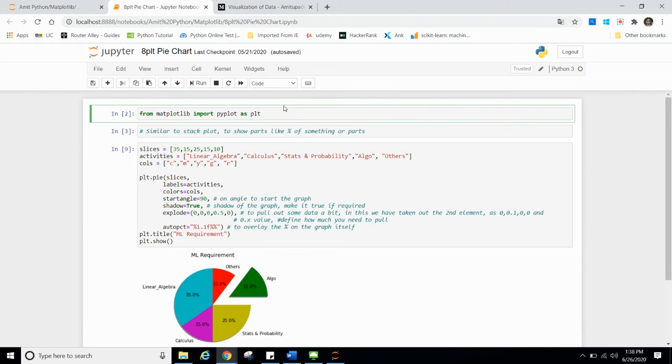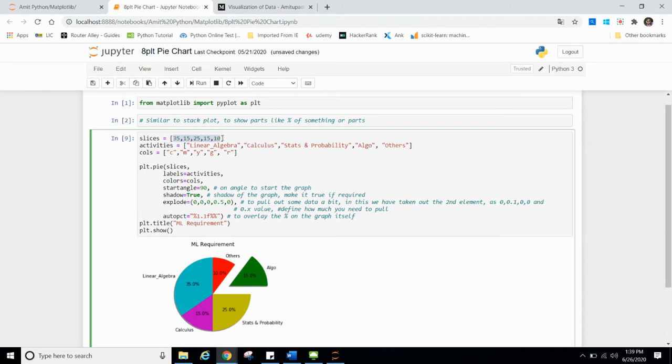So let's move to our IDE. So we have imported pyplot from matplotlib library. Now I have created a slice. Make sure the sum of these slices should be 100 to represent the accurate data. And now I have activities, different activities like algebra, calculus, stats, probability, algo, and others. And this graph I created to show how much math you need in ML requirement. So I have given color code as well.